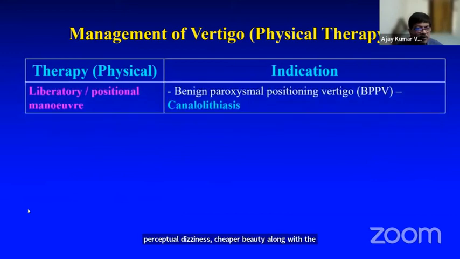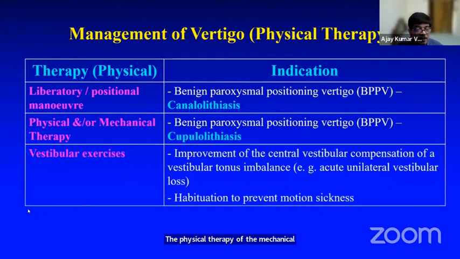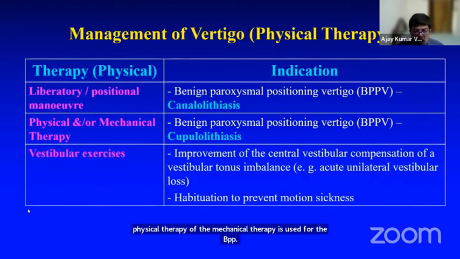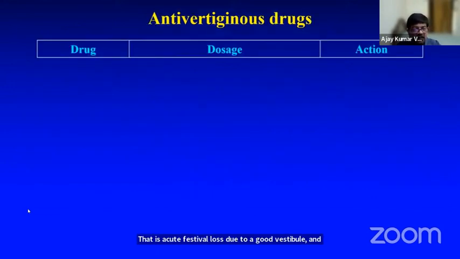The liberatory maneuvers or the positional maneuvers are used for benign paroxysmal positional vertigo due to canalolithiasis. The physical therapy or the mechanical therapy is used for the BPPV due to cupulolithiasis. The vestibular exercises, which we usually give by the tear-away sheets, are for the improvement of the central vestibular compensation of a vestibular tonus imbalance, that is acute unilateral vestibular loss due to acute vestibular neuritis, or habituation to prevent motion sickness.